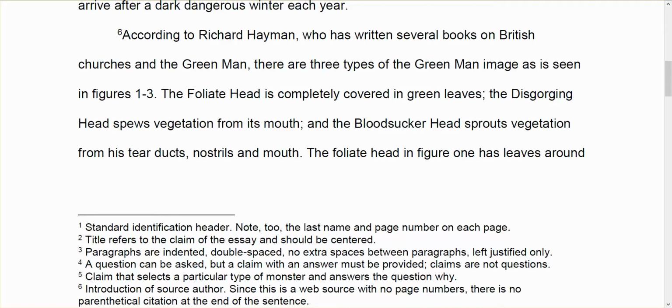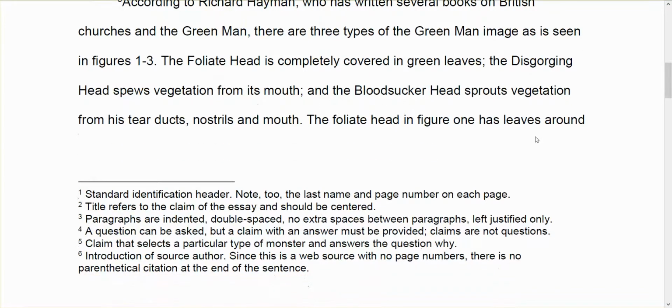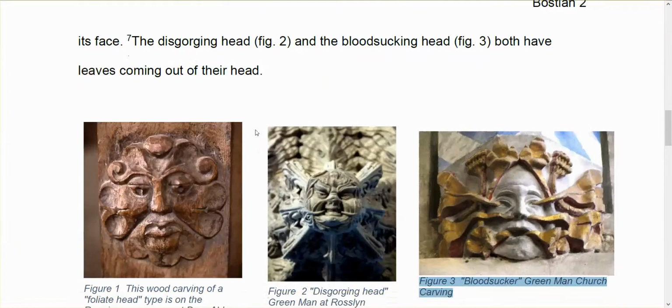There are 3 types of the green man image as is seen in figures 1 to 3. I don't say as you can see. I never use you in my argument at all. No second person. The foliate head is completely covered in green leaves. The disgorging head spews vegetation from its mouth, and the bloodsucker head sprouts vegetation from its tear ducts, nostrils, and mouth. The foliate head in figure 1 has leaves around its face. The disgorging head, figure 2, and the blood-sucking head, figure 3, both have leaves coming out of their head.